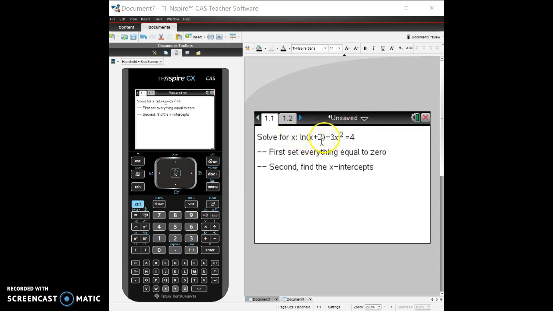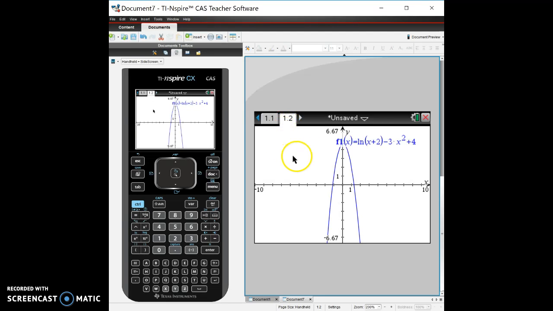So in this problem I have ln of x plus 2 minus 3x squared equals 4. First I'm going to subtract 4 over so everything is set equal to zero. Then the stuff that I have equal to zero, I'm going to put in my graphing calculator part and graph it as a function. I've plugged this into function 1, ln of x plus 2 minus 3x squared plus 4, and this is what it looks like.